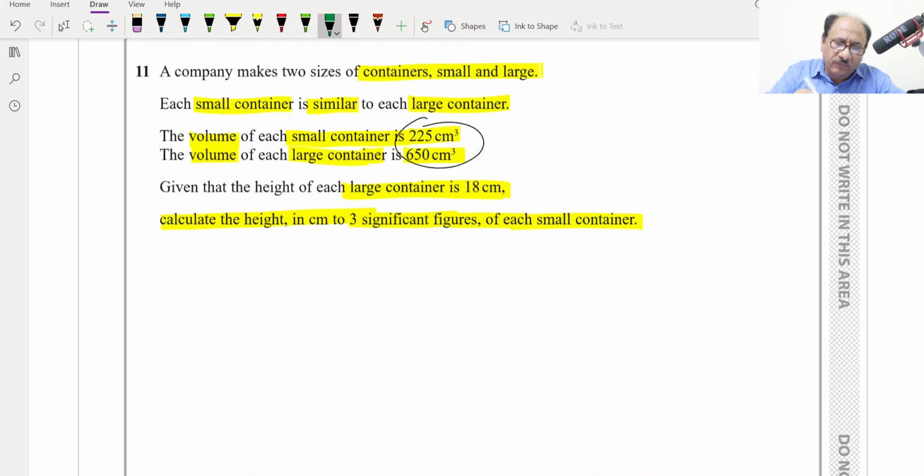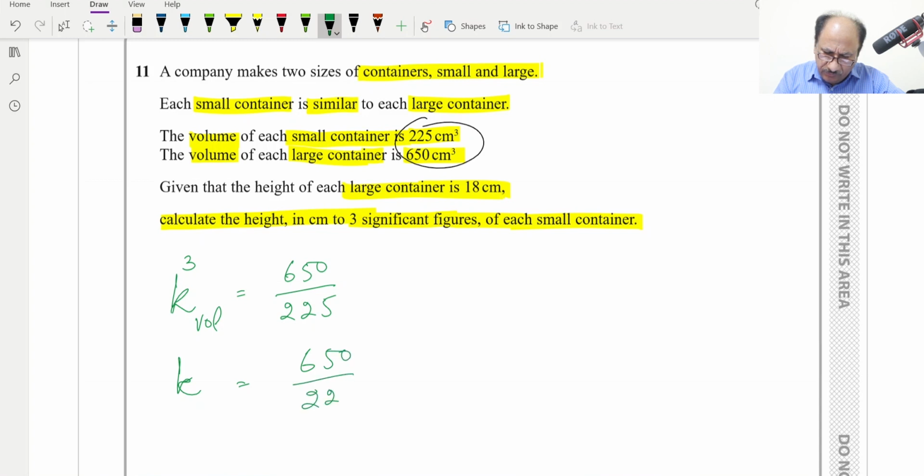So first of all, we will check for k value, and k value will be for volume, and we will be taking k cube. For volume we are taking cube, for area we are taking k square, and for simple length we are taking only k value. So this will be 650 divided by 225. This will be the ratio, and we can take k value from here. K is equal to 650 over 225, and we can take cube root because we have shifted cube.